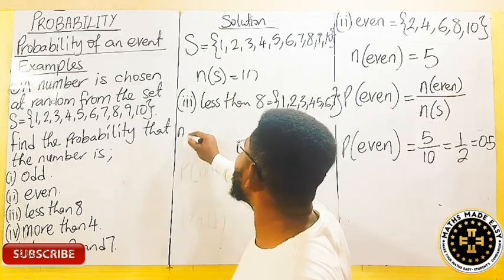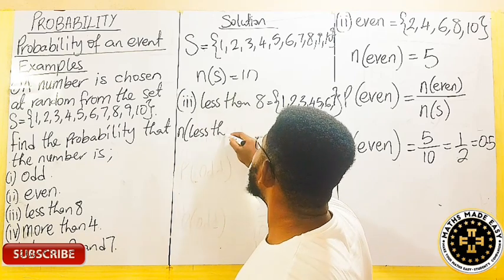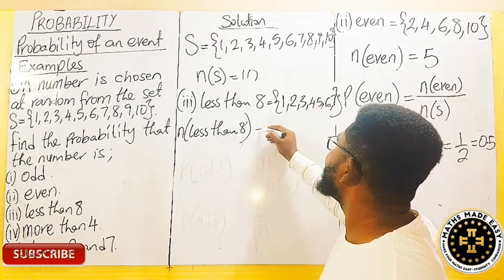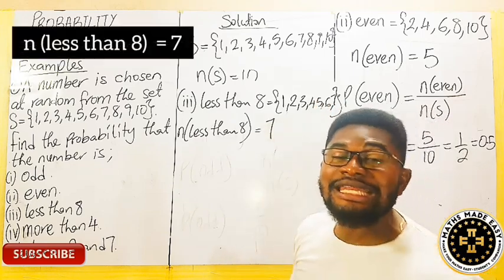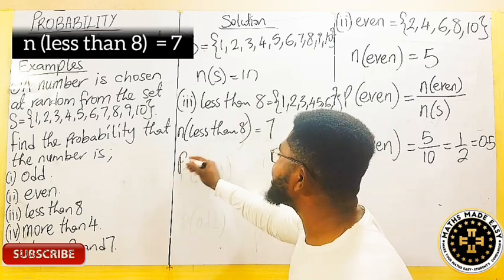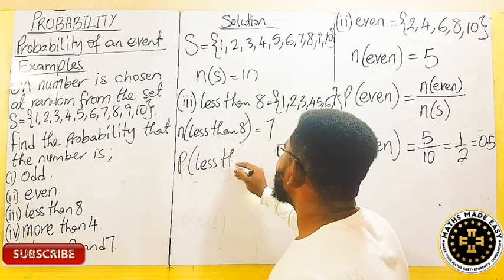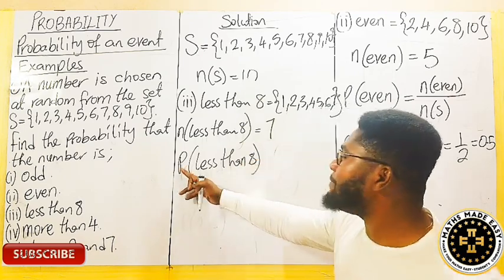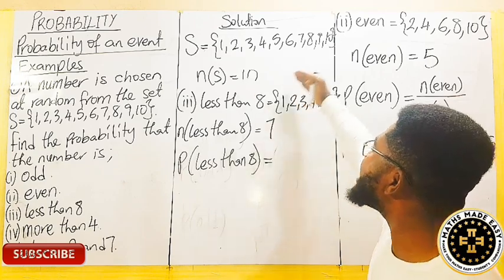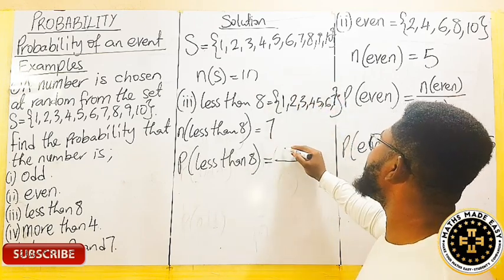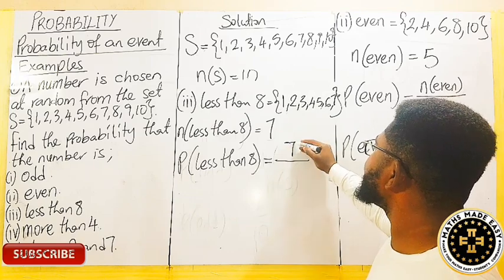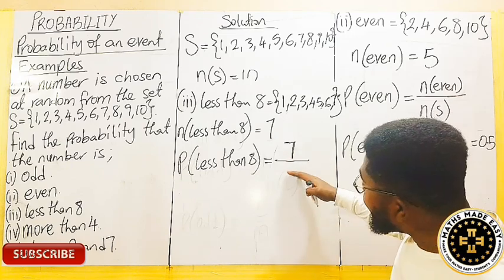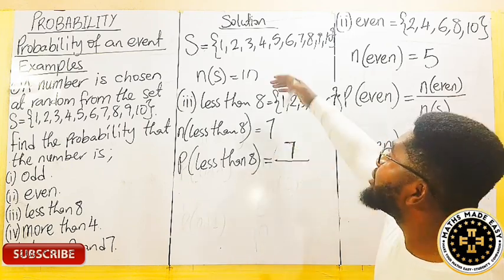So how many are they? Number of less than 8: we have 1, 2, 3, 4, 5, 6, 7. There are 7 of them. Now that we have the number less than 8, let's get the probability of less than 8. P of less than 8, that is probability of less than 8, will give us how many numbers are less than 8: 7. So the number of less than 8 is 7. Let's just write it, because by now we should know what value we have here. Then down here will be the sample space, the total.